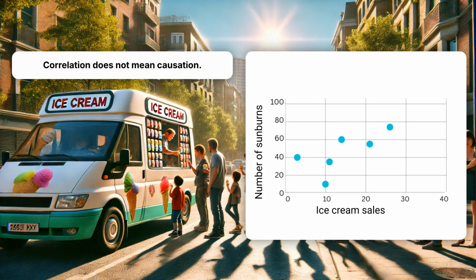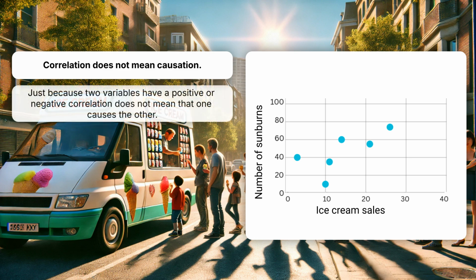One critical point to remember is that correlation does not imply causation. Just because two variables have a positive or negative correlation does not mean that one causes the other. One example is ice cream sales and sunburns. As we can see from the scatter graph on the right, as the number of ice cream sales increases, the number of sunburns also increases. So there is a positive correlation between these two variables.